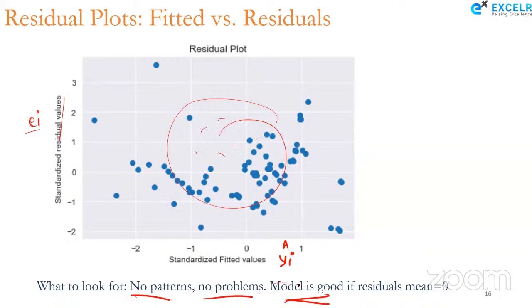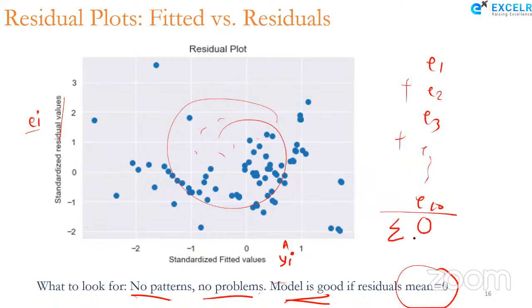So the model is good as it has captured the patterns, and the mean of all the errors should be equal to 0. Which means what? Your E1, E2, E3, E4 up to all E10 data points, if I take the summation of all of them, this should be 0. Sum divided by the number of data points, which is 10, is the mean, the average. If I take the average or mean, it should be 0. So this is the first plot.